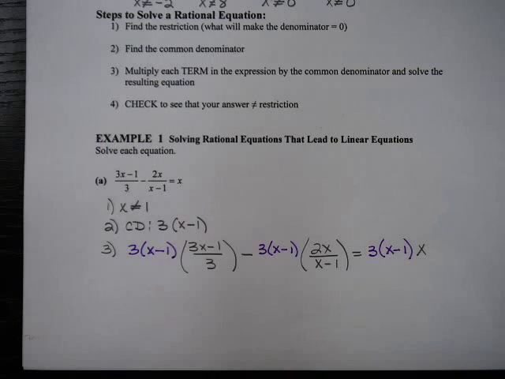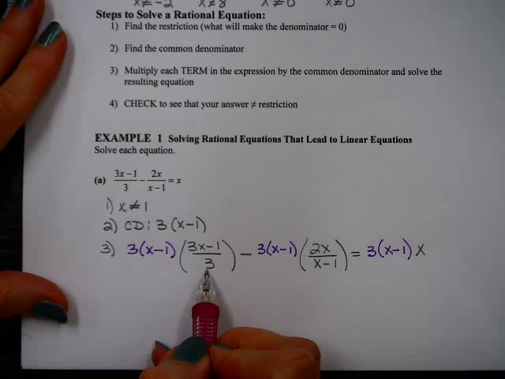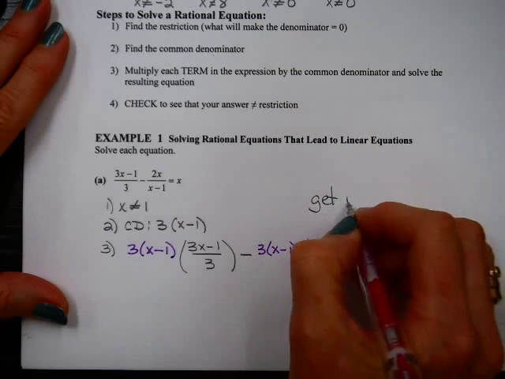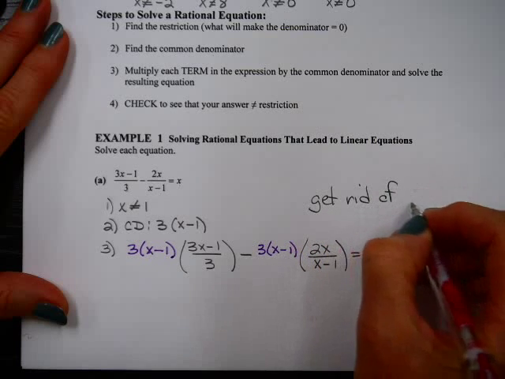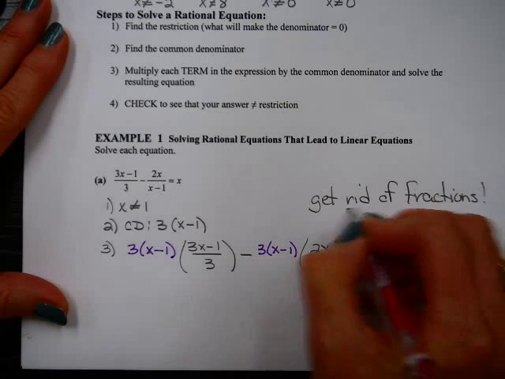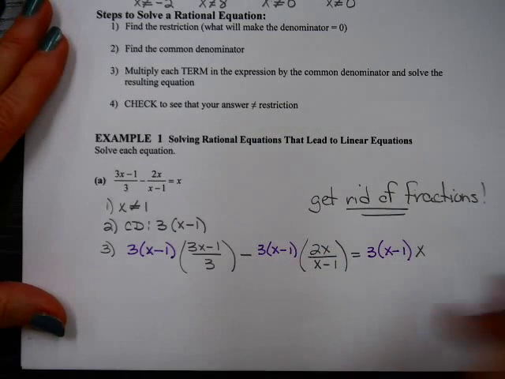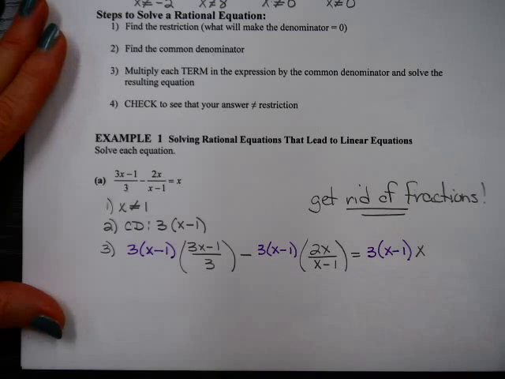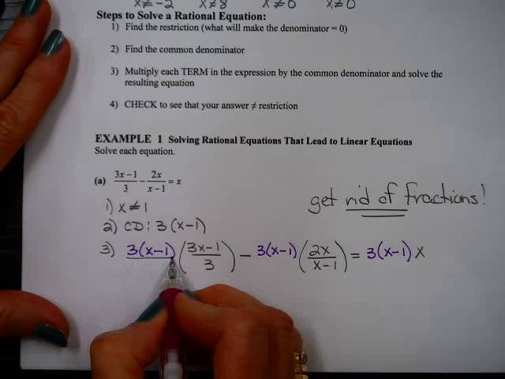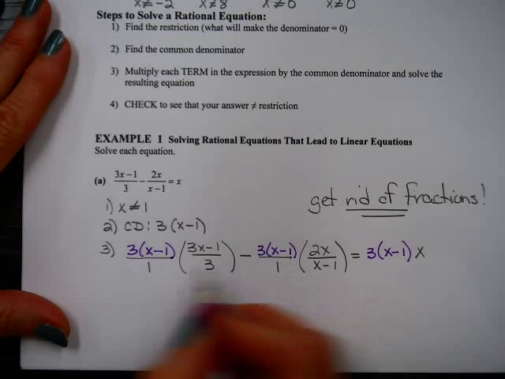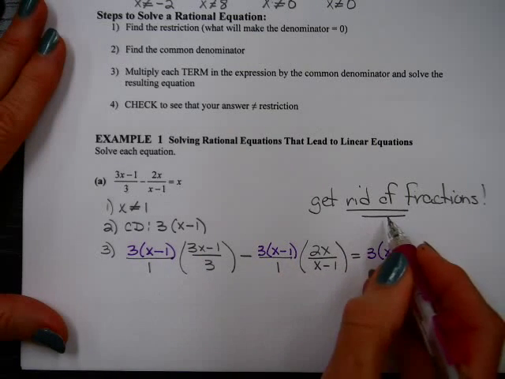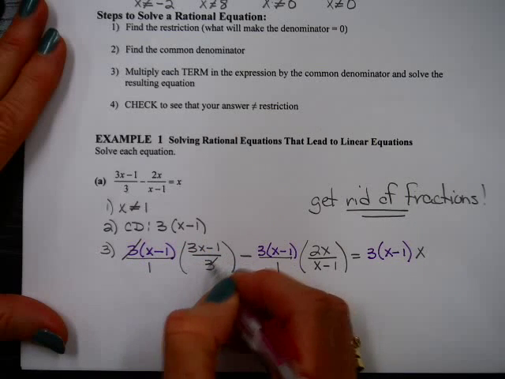Now, the reason we are multiplying by the common denominator is because we want to get rid of the fractions. We don't like fractions. We want to get rid of them. Since we're getting rid of the fractions, these denominators better cancel away so that we don't have fractions anymore. Now, if it helps you, you may want to put these over 1 since you're multiplying fractions and fractions together. And remember, you're getting rid of fractions, so this denominator better cancel.